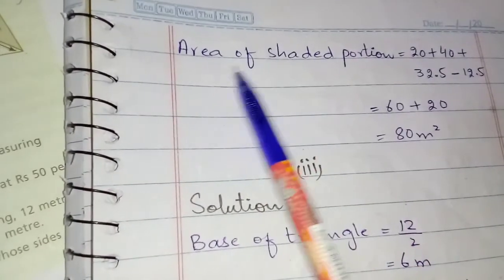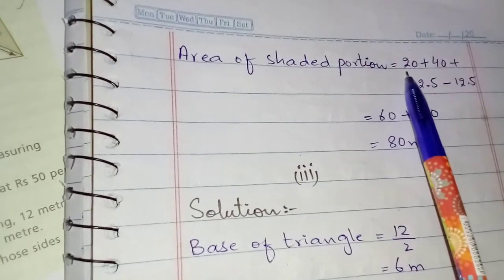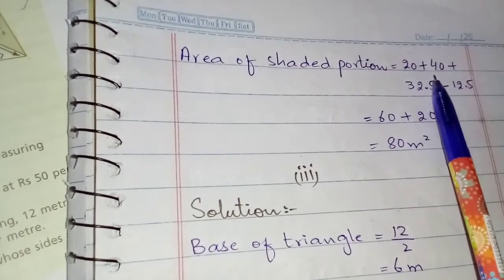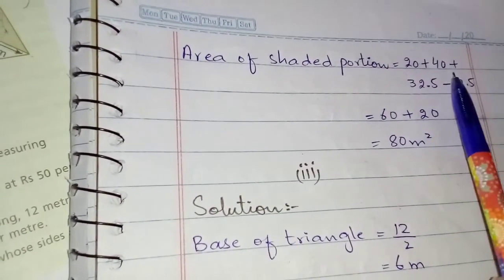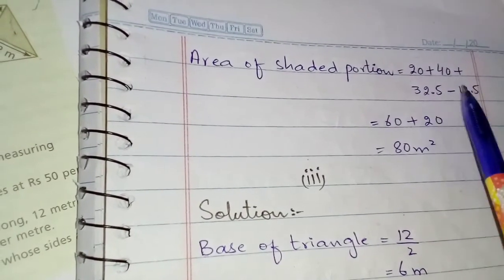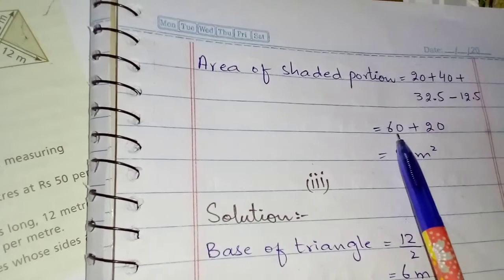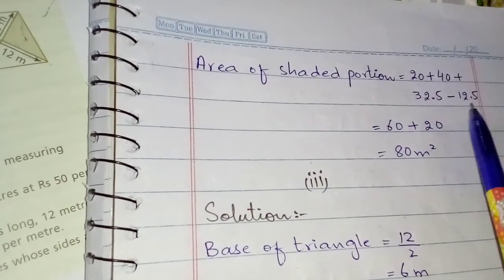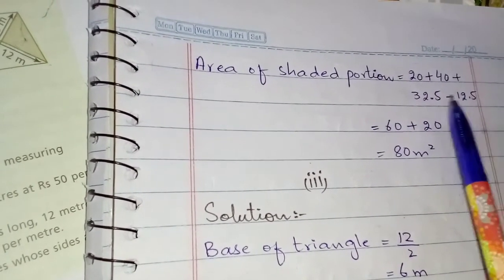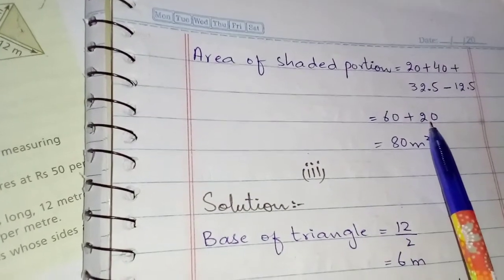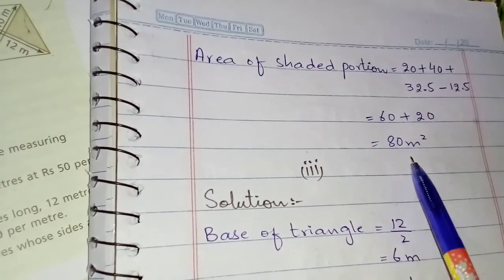Now the area of the shaded portion is equal to the area of the first rectangle plus the area of the other rectangle plus the area of the trapezium, and then we subtract the area of the triangle. 40 plus 20 is 60, and 12.5 subtracted from 32.5 gives 20. 20 plus 60 is 80 meters square.